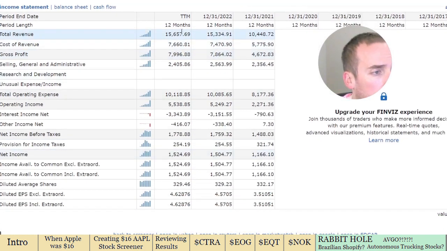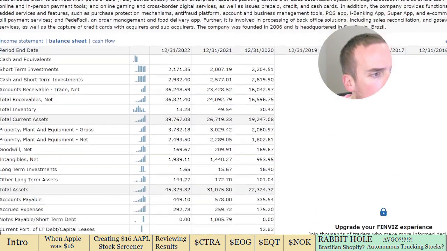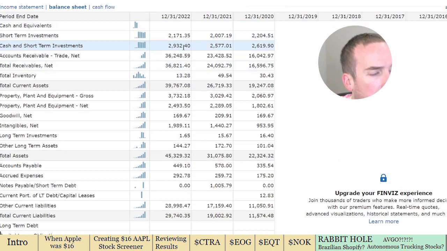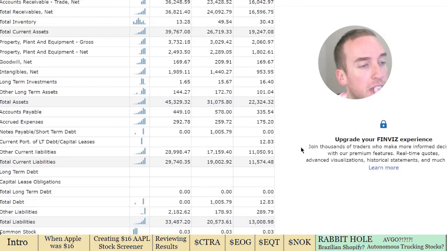Revenue is growing. That's wonderful. Net income is getting stronger. Very nice. Cash and short-term investments 2.9 billion. Total assets 45.3 billion. Total liabilities 33 billion. So again, not the 2-to-1 ratio that I like, but it's okay.